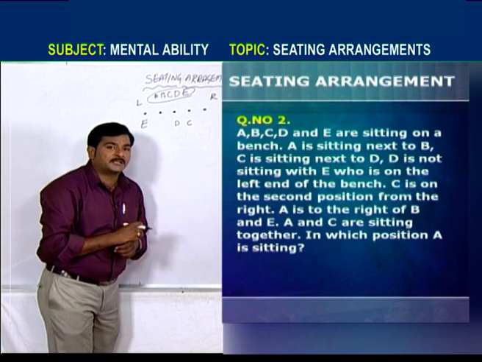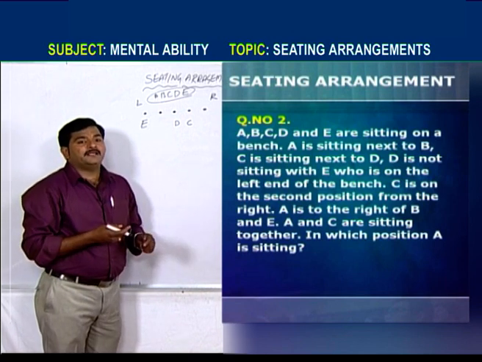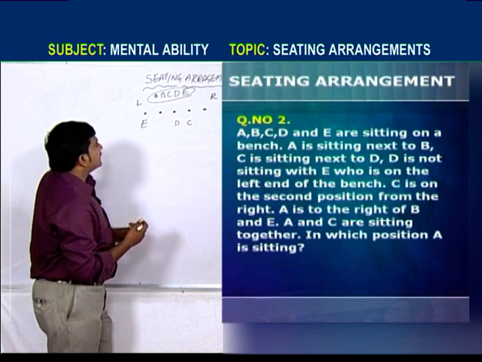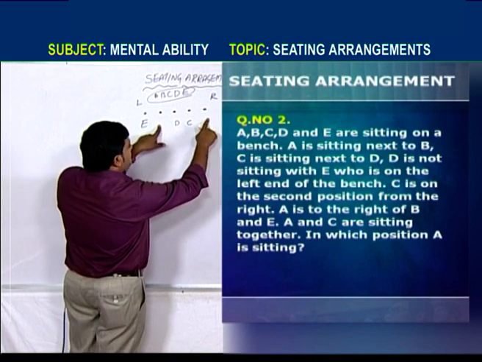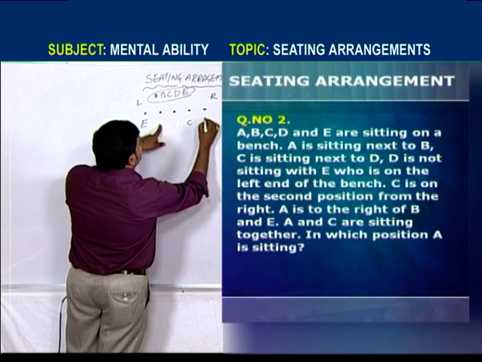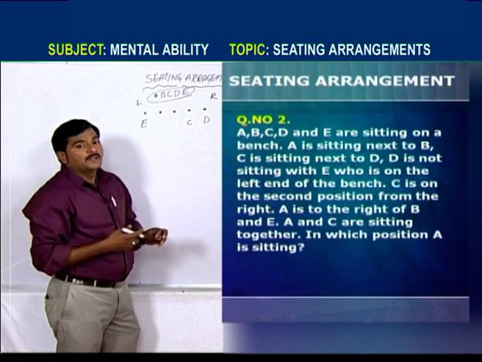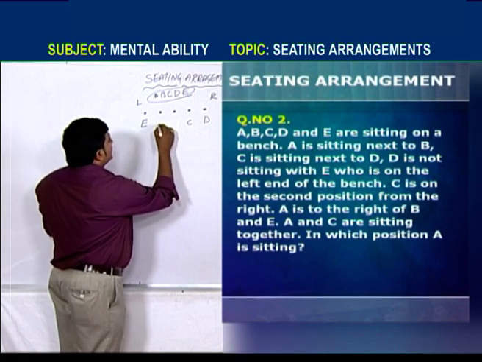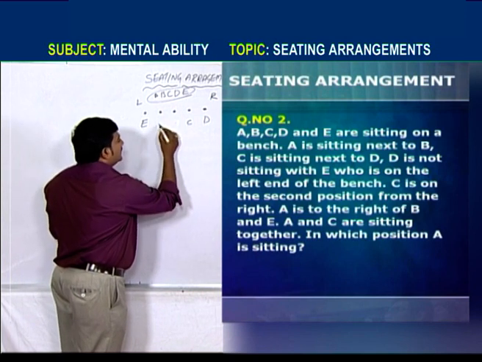Next we will go to the remaining conditions. Remaining conditions are indirect conditions. What he has given? A is sitting next to B. For example, if I take A here, is it possible to fill B? Yes, B may be here, but are they sitting together? No. That's why B should be at the end of the bench. Now A is sitting next to B. So if you get A here, you will get B here, or if you get B here, you may get A here.